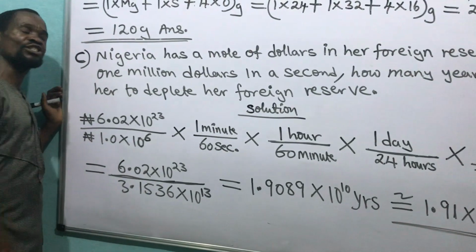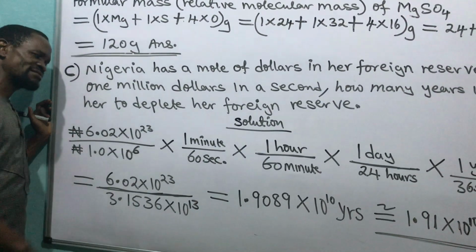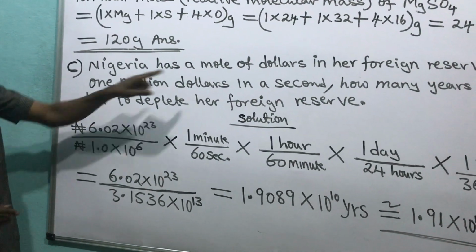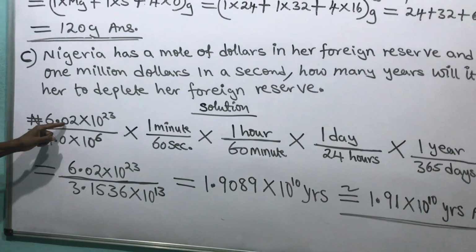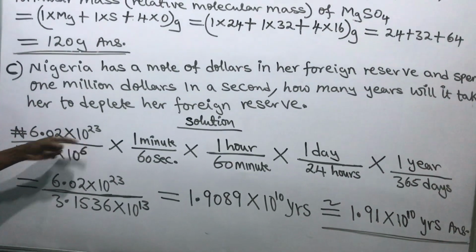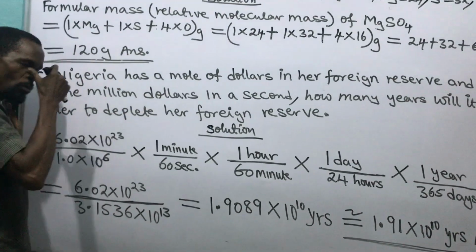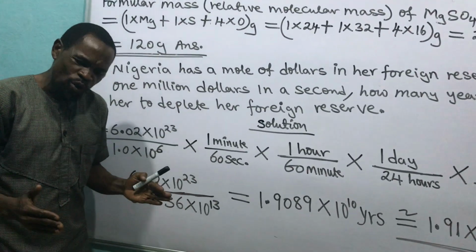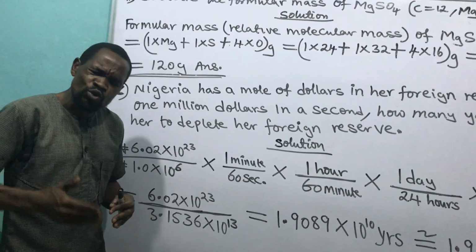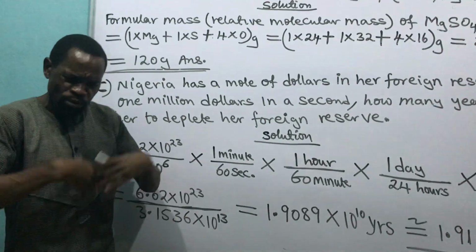As we said, the definition of Avogadro's number is that 1 mole of any substance contains this. Then since it contains 1 mole, a mole of dollar contains 6.02 times 10 raised to the power 23 naira. This dimension is 1 mole. I told you that 1 mole of beans contains 6.02 times 10 raised to the power 23 particles of beans.